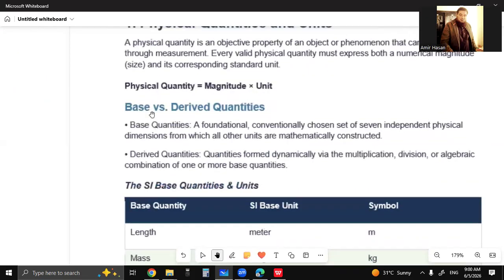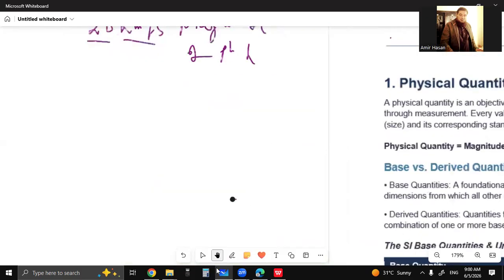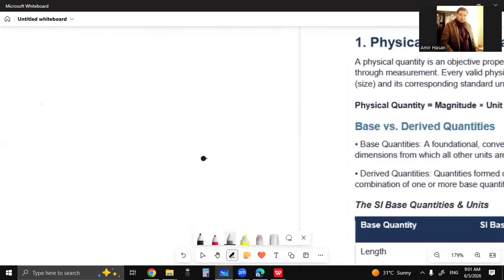Now, base and derived quantities. The quantities are of two types, as I mention here in my notes. Number one, the base quantity. A base quantity is that quantity which is described by itself. A base quantity is that quantity which is described by itself. It is not represented by another. No other quantity is involved to represent the base quantity.